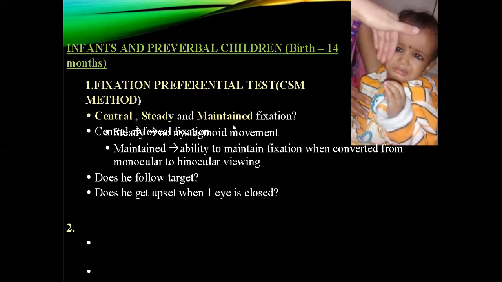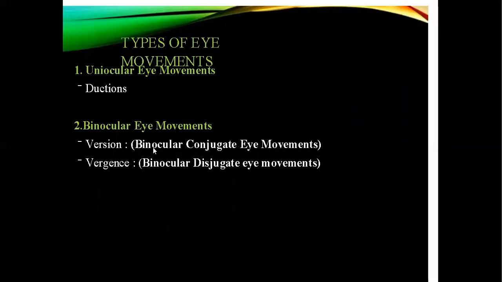The fixation has to be central, steady, and maintained. It means if I put some object in front of the baby's eyes, she has to fixate on it like this. The fixation has to be central, steady, and maintained. Maintained means even if we are occluding one eye, the other eye should be able to maintain the fixation. This is a very simple test to see whether the child has got normal vision or not.